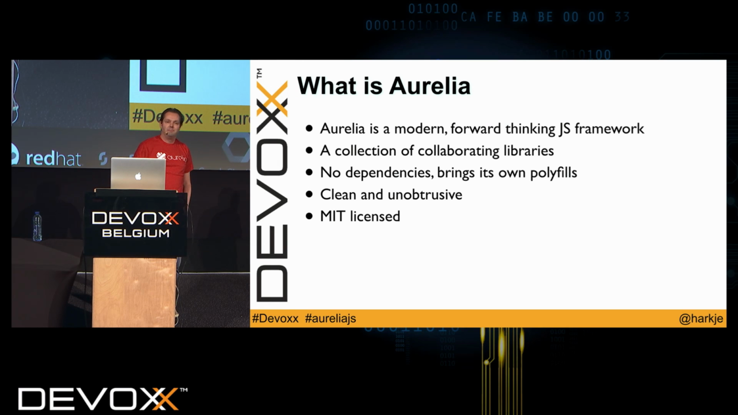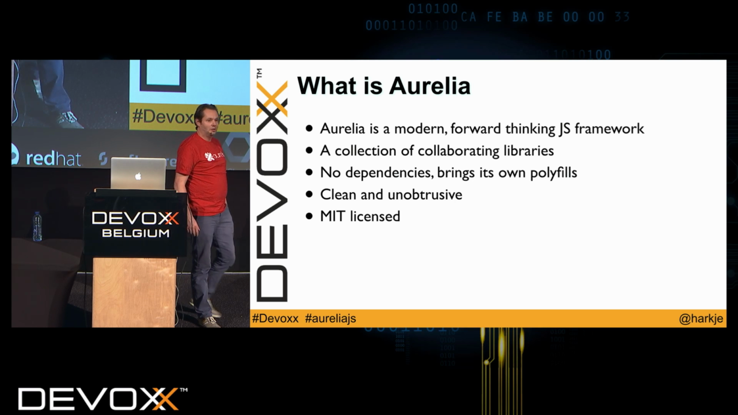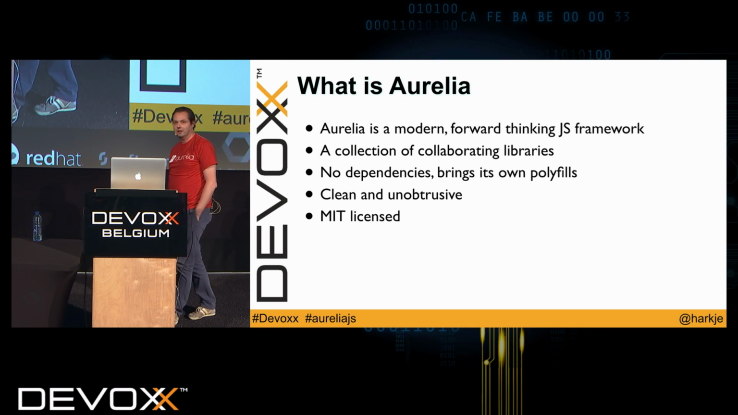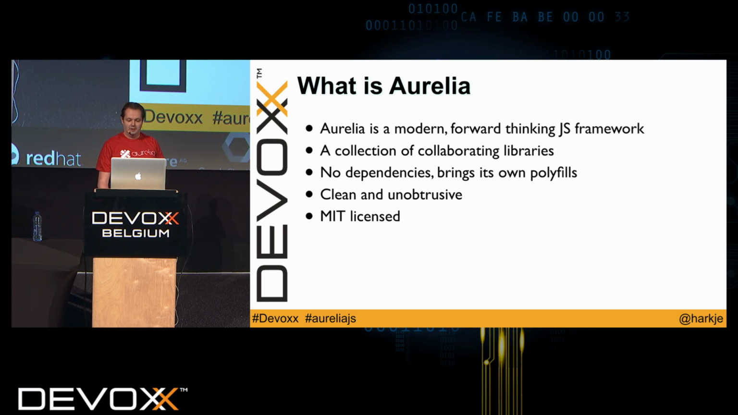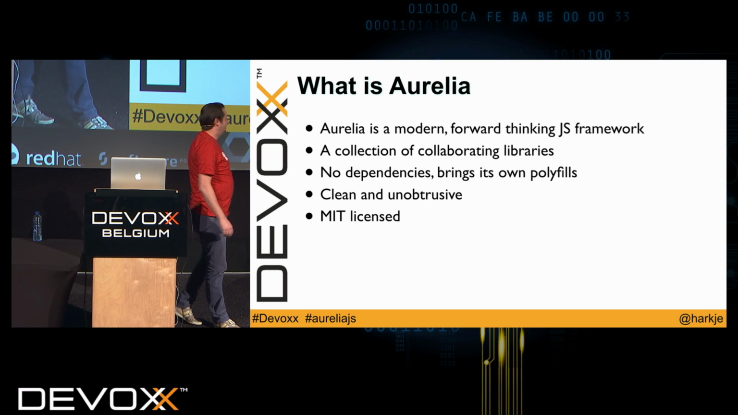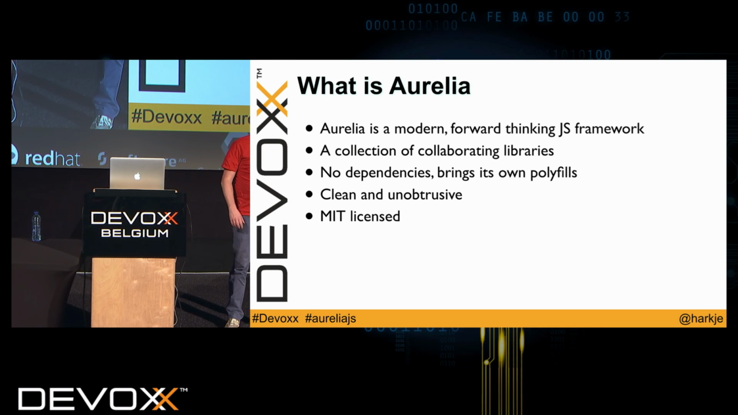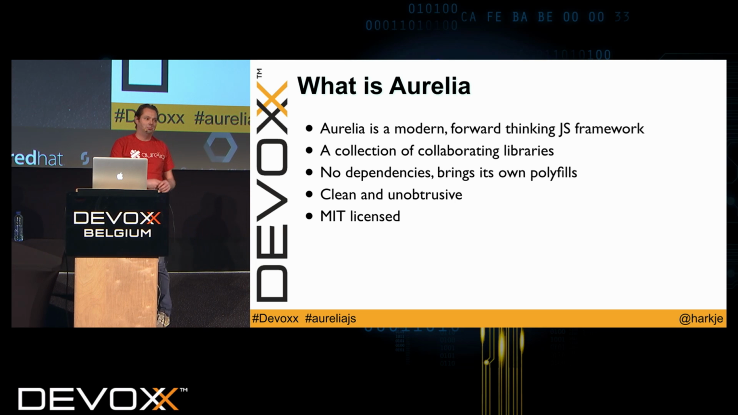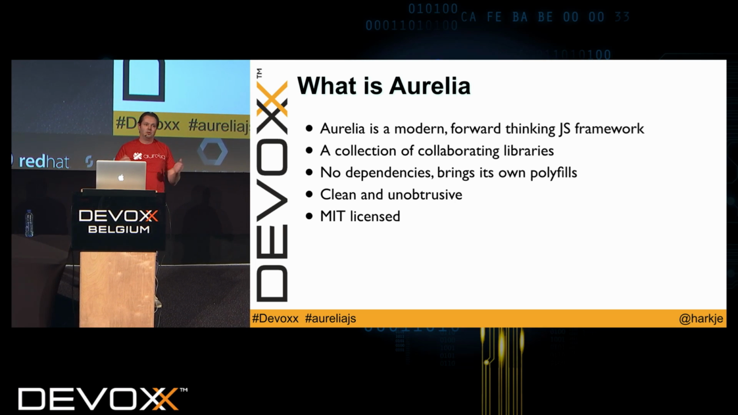So what is Aurelia? Aurelia is a JavaScript framework. It's modern, written for greenfield browsers, which means Internet Explorer 11 and up, and of course the modern Firefox, Safari, and Chrome. It's basically a collection of collaborating libraries. That means you can use parts of the framework that you like, and you can leave out the parts that you don't like. But all in all, it's pretty complete.